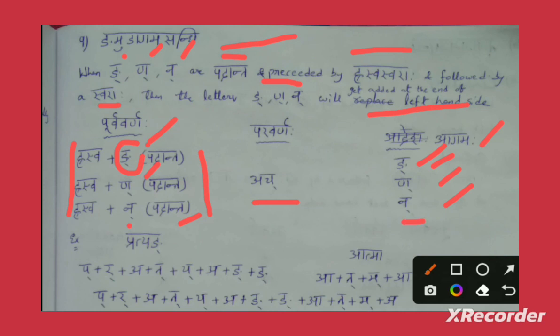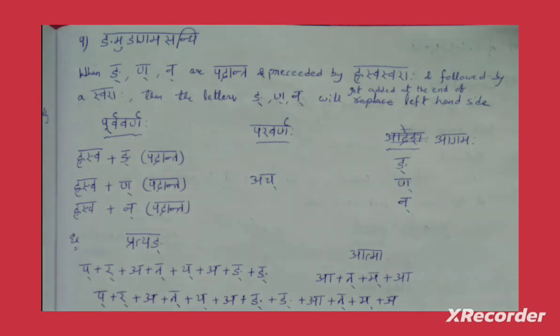So the definition is: the nasal letter should be at the Padanta, and these three nasal letters should be at the Padanta, preceded by a Hrasva Swara and followed by a Swara. Then Agama will happen at the left hand side. The same letter which is at the Padanta will get added additionally at the left hand side. That's it. Now we'll see examples.